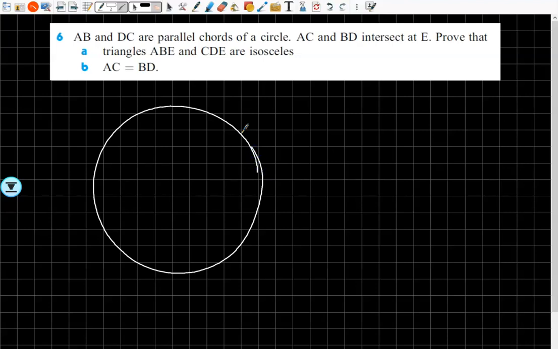A, B, and, oh, I'm sure we didn't do this one? Never mind. No, we didn't. Okay, now, a couple of things. When they say A, B, and D, C are parallel chords, it doesn't mean that they are exactly the same length. So we're going to draw them deliberately not the same length. So I might have a little one like here. Shall we go A, B? Yes? And then we'll do D, C a little bit bigger.